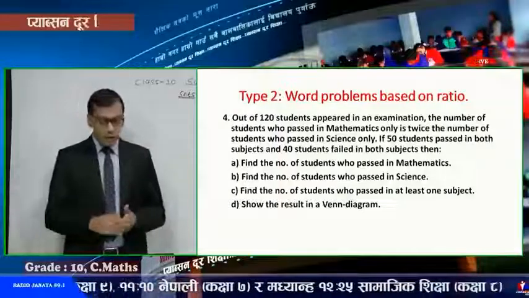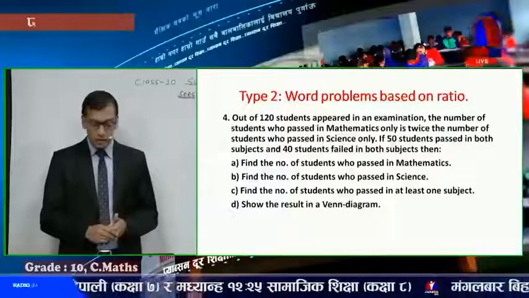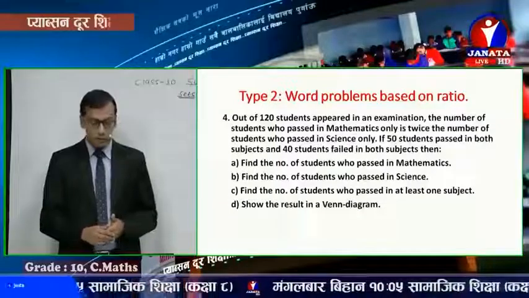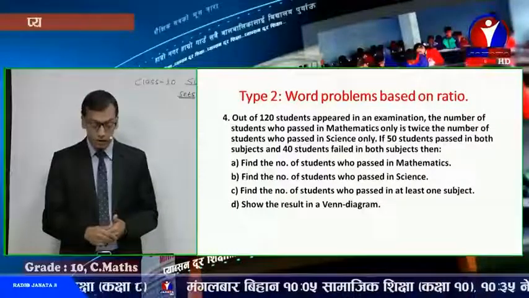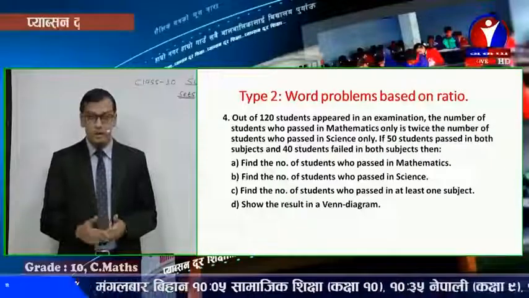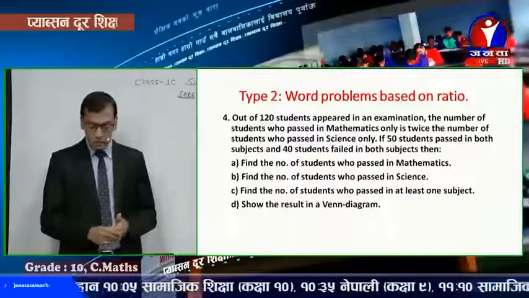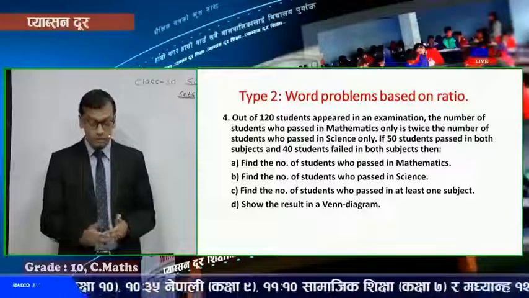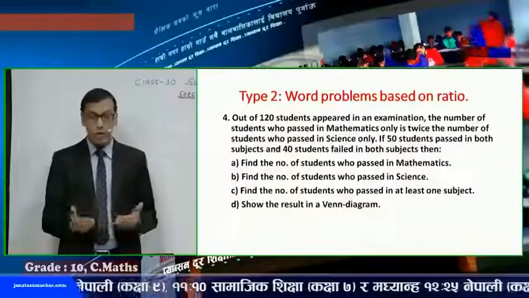So I'm reading the question. Out of 120 students appeared in an examination, the number of students who passed in mathematics only is twice the number of students who passed in science only. If 50 students passed in both subjects and 40 students failed in both subjects, then there are 4 sub-questions.